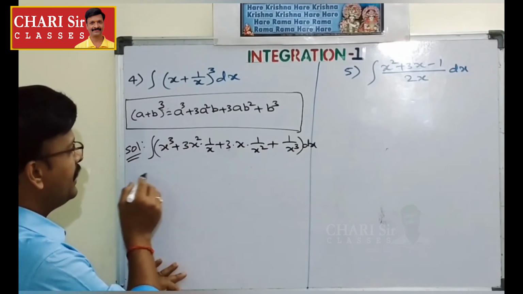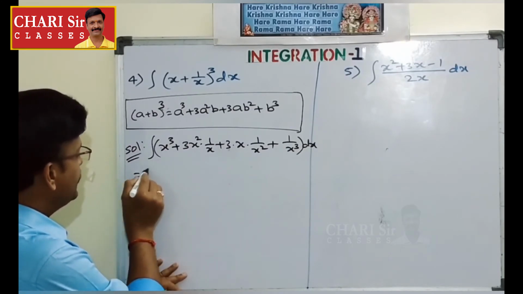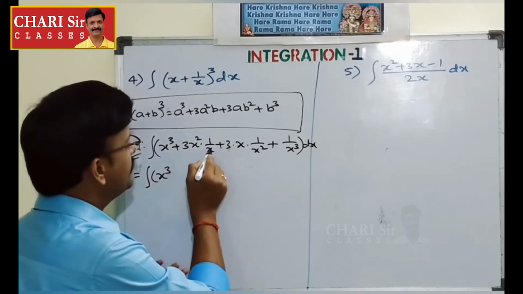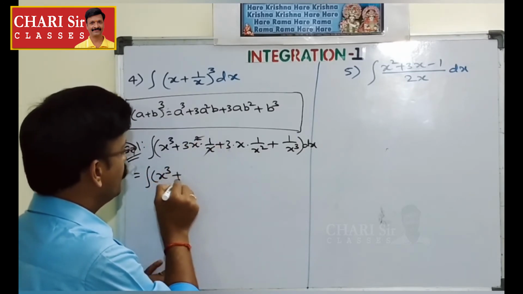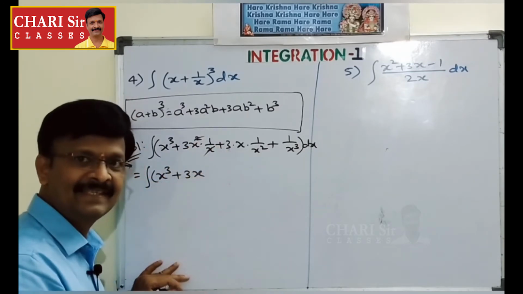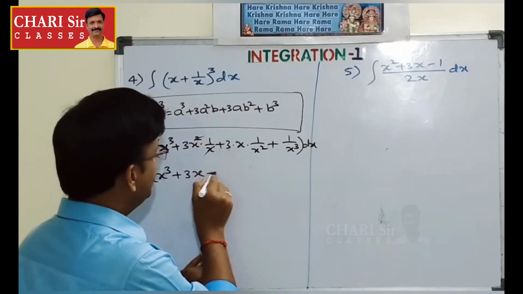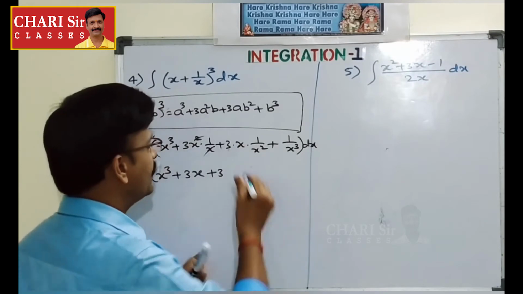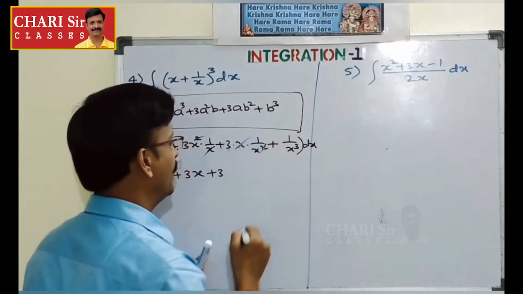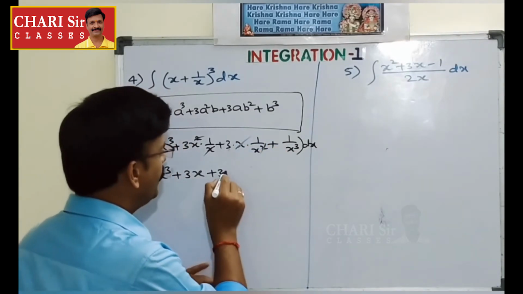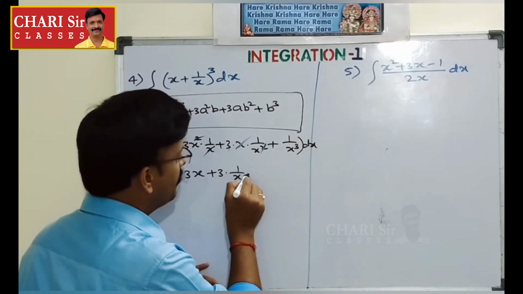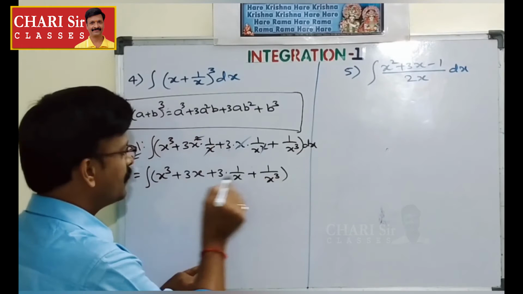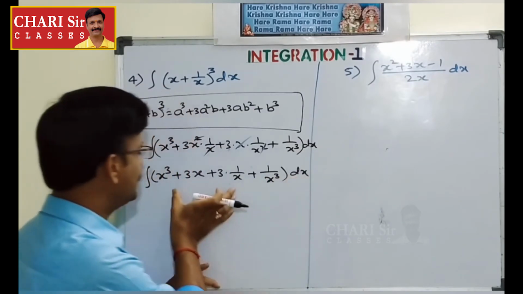Now we can simplify this. In this x³ is as it is, and in this x and x² you can cancel, so you can write it as 3x. Next, plus 3, here x and the square will get cancelled. So what I can write here is 3 into 1/x, plus 1/x³, for this whole dx. Now this is simplified.